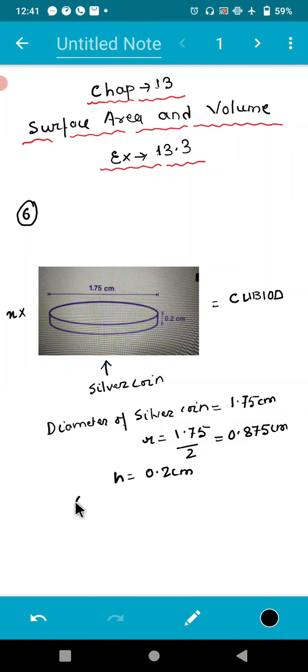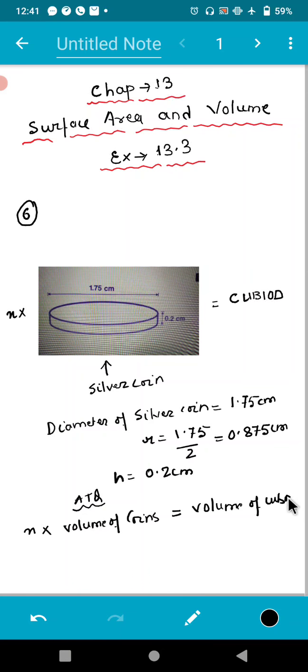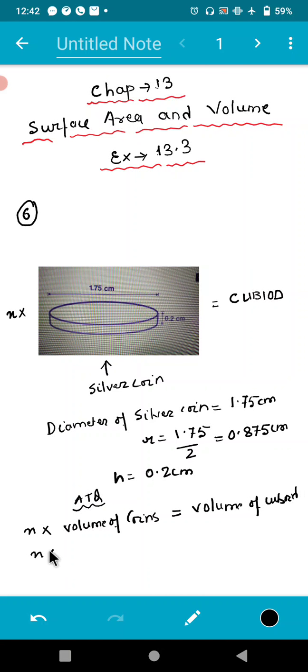Now according to the question, n number of volume of coins required would be equal to the volume of the cuboid. That is, n into, now the coin is in the shape of a cylinder, isn't it? So it will be pi r square h, equals length into breadth into height.